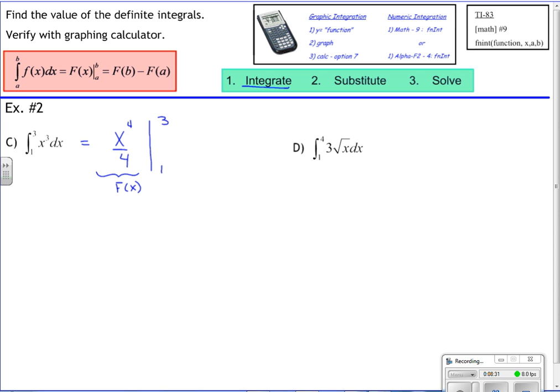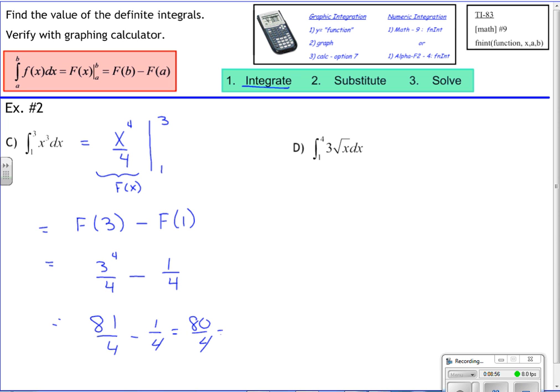So let's go with evaluating this thing at 3, the upper limit, minus the lower limit of 1. And that means I'm going to have 3 to the 4th divided by 4 minus 1 over 4. When I put in 1, that's going to give me 81/4 minus 1/4. And that will turn out to be 80/4, which is equivalent to 20. Now let's check with your graphing calculator.